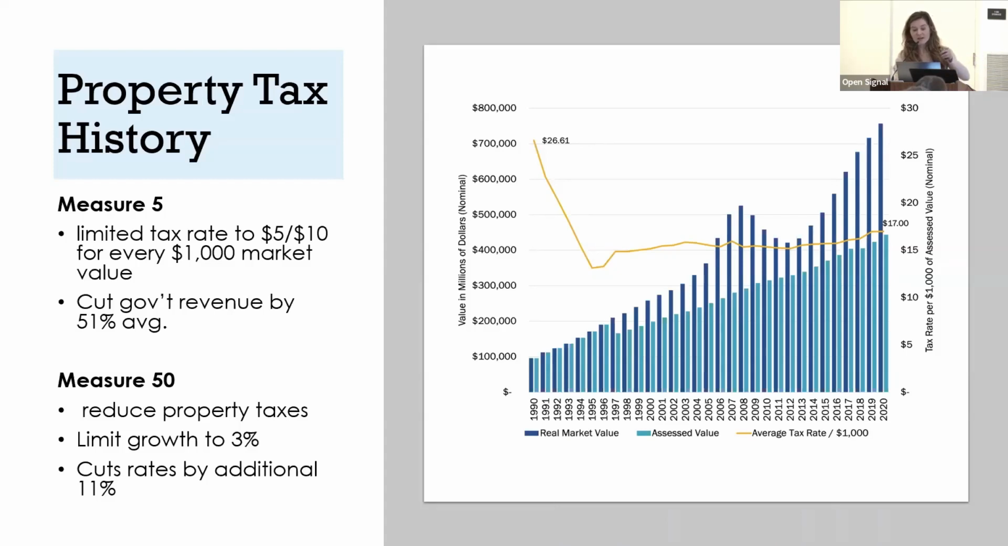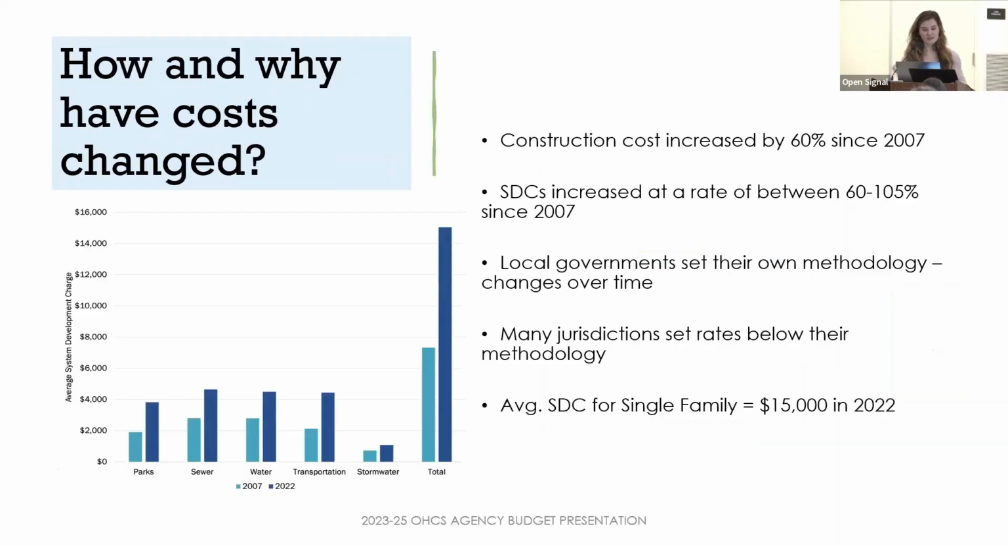Measure 5 also changes things: it takes us from real value to assessed value. You can see how that really changes over time. Real value and assessed value used to increase together in a nice parallel relationship, and that changes with Measure 50. Go to the next slide.